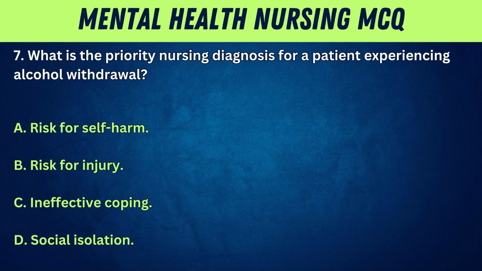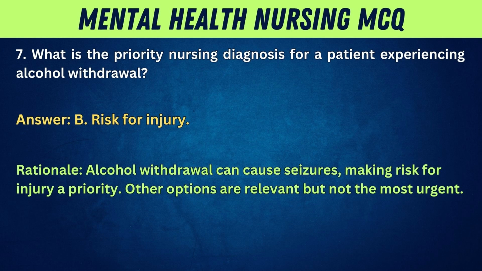7. What is the priority nursing diagnosis for a patient experiencing alcohol withdrawal? A. Risk for self-harm. B. Risk for injury. C. Ineffective coping. D. Social isolation. Answer: B. Risk for injury. Rationale: alcohol withdrawal can cause seizures, making risk for injury a priority. Other options are relevant but not the most urgent.